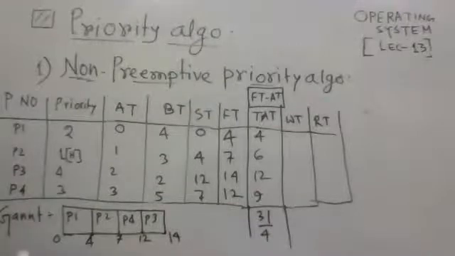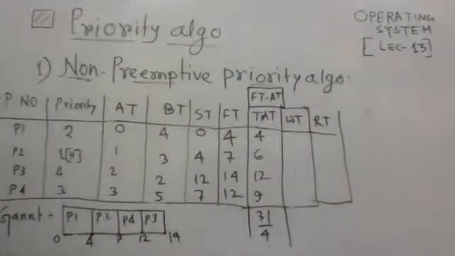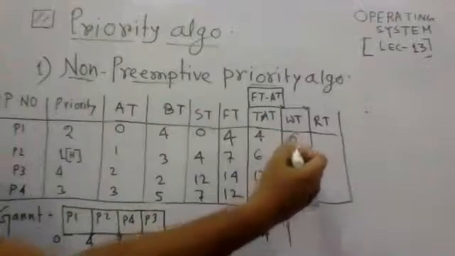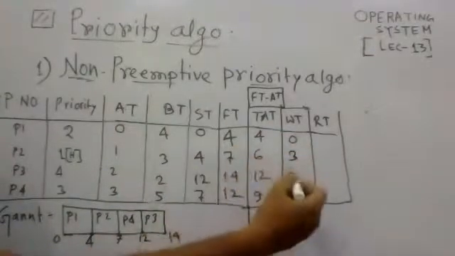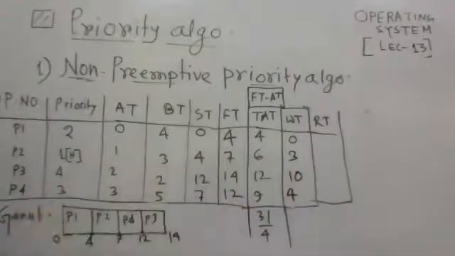Now for waiting time, we know we have two formulas. Waiting time is starting time minus arrival time, or turnaround time minus burst time. You can use any one. If we consider turnaround time minus burst time, then 4 minus 4 is 0, 6 minus 3 is 3, 12 minus 2 is 10, 9 minus 5 is 4. So this is the waiting time.